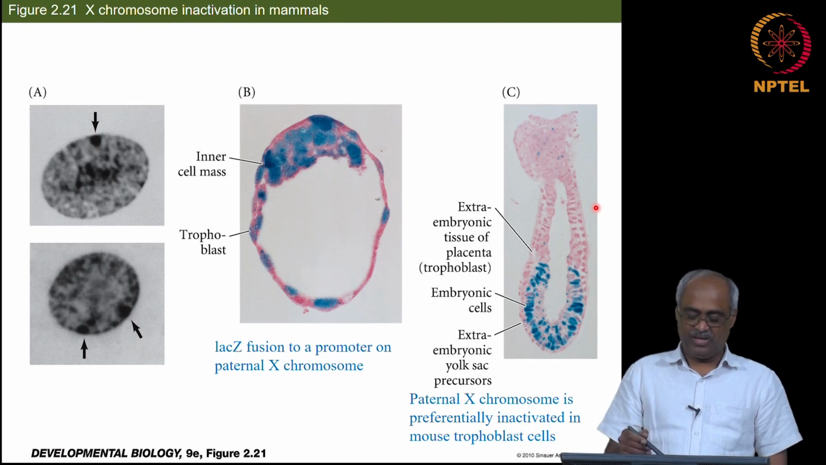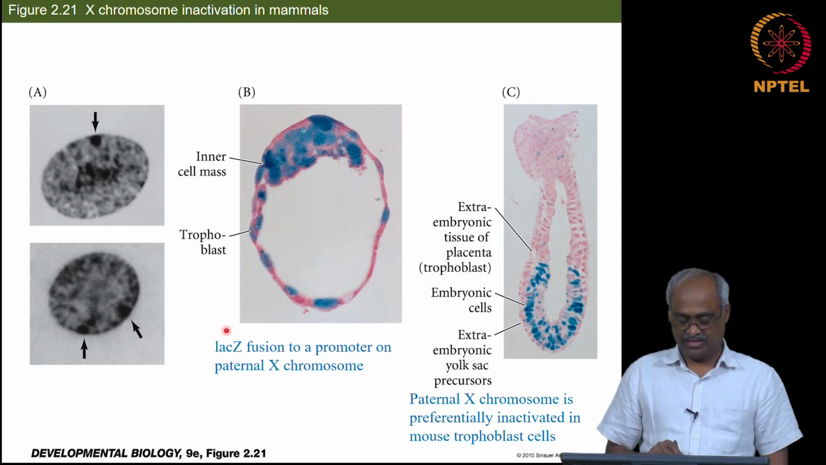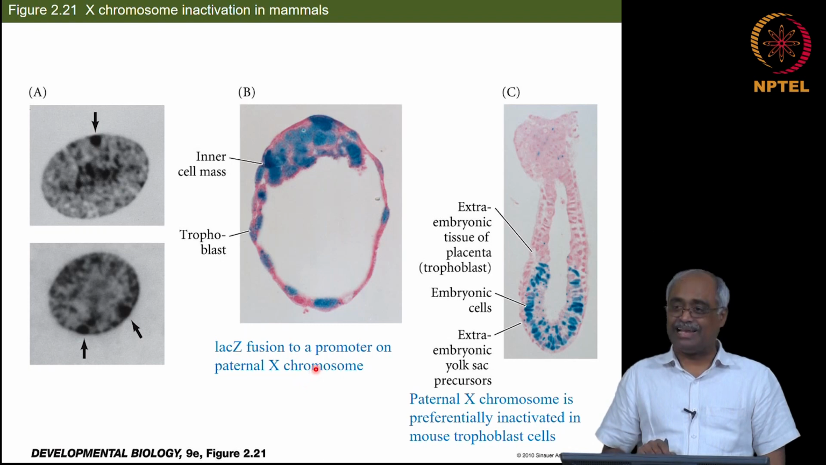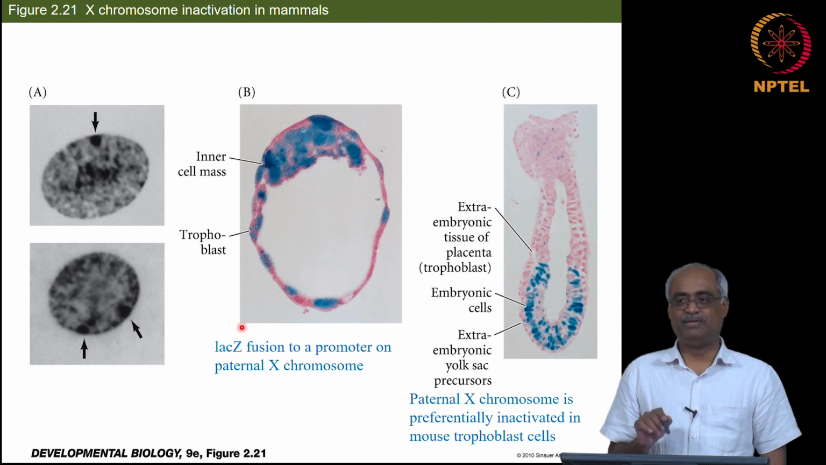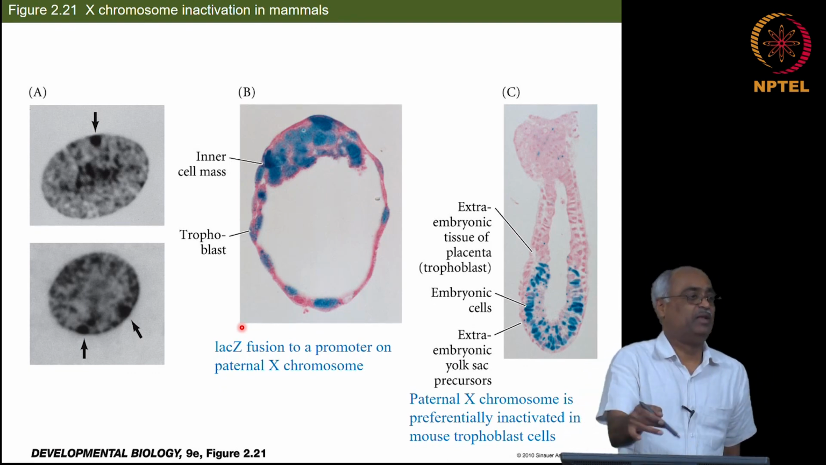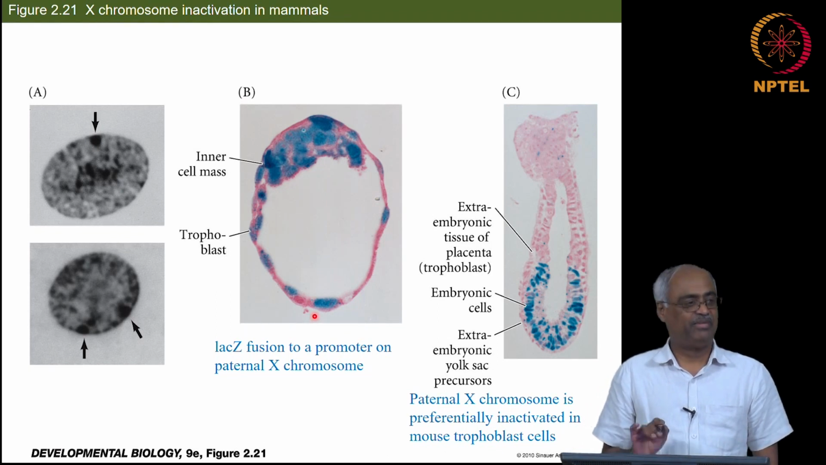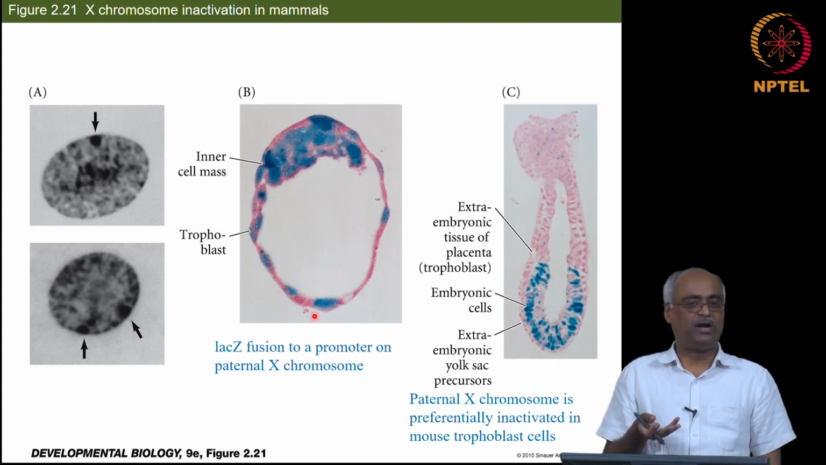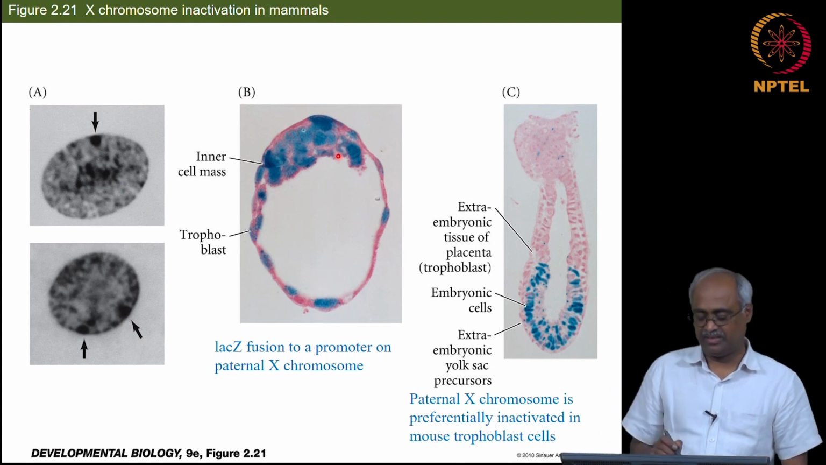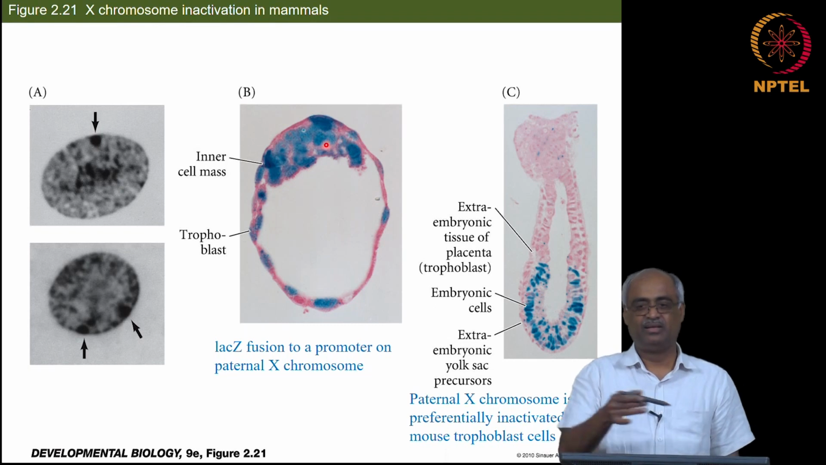and if you look at B, it is a very early embryo. In this you have the reporter LacZ fused to the promoter on the paternal X chromosome. So LacZ will be expressed if the paternal X chromosome is active. Otherwise there will be no LacZ, and therefore this blue color will not happen. So the pink cells are simply where the paternal X chromosome is not expressing, it is not working. So this is very early, you see most of the cells having this color. So this is the inner cell mass from which the entire embryo develops.